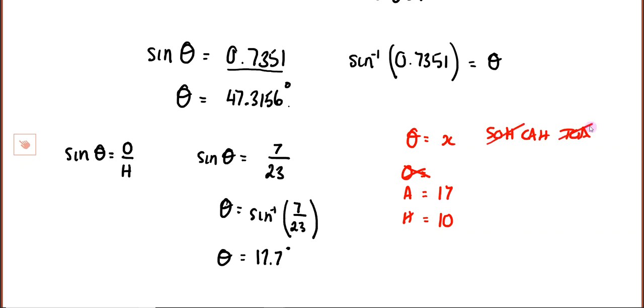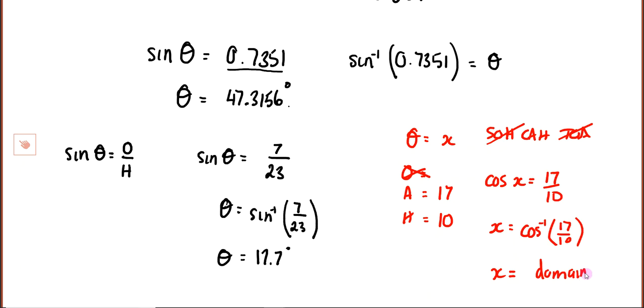It's exactly what Mr. Potts is telling me all the way along. So cos of x equals adjacent over hypotenuse, 17 over 10. Therefore, x is the inverse cos of 17 divided by 10. And x equals, over to you. Error. That's what I got. Domain error. Is it because the adjacent is bigger than the hypotenuse? Yes. Excellent, good spot.